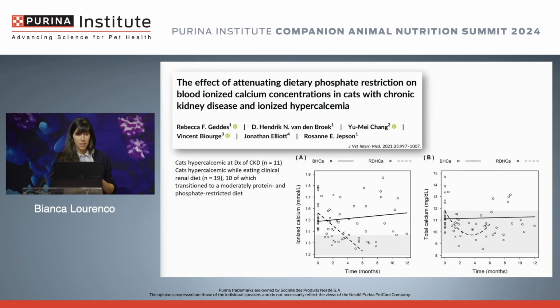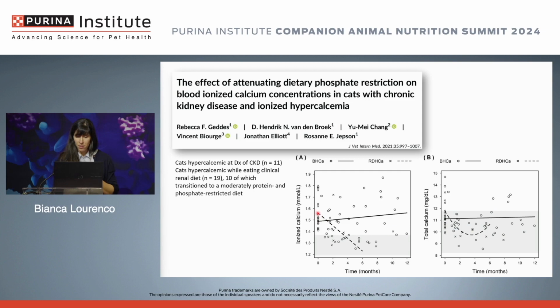There's also another study that describes the effect of attenuating that phosphate restriction in cats and the effect on hypercalcemia. So in this study, the investigators, again from the Royal Vet College, looked at cats that were either already hypercalcemic at the diagnosis of CKD, or cats that developed hypercalcemia while eating a renal diet that was more phosphate restricted. And then in 10 of those cats, they actually transitioned their diet to a more moderate phosphate-restricted diet with a lower calcium to phosphorus ratio.